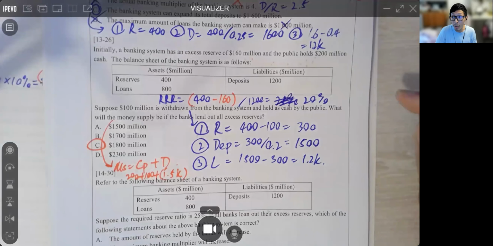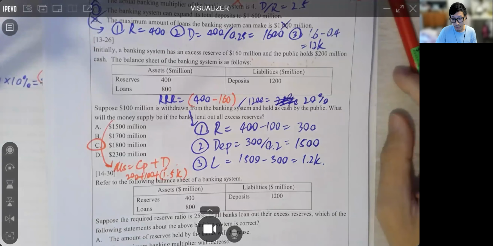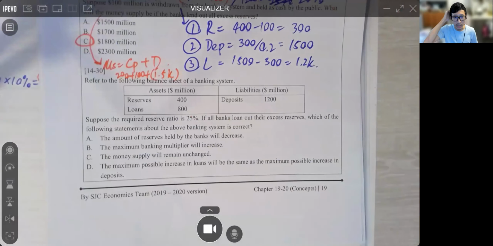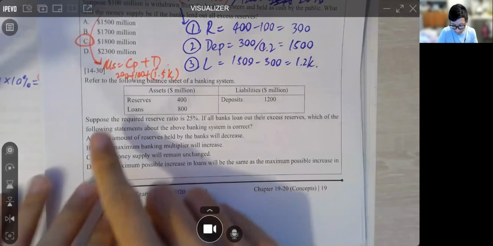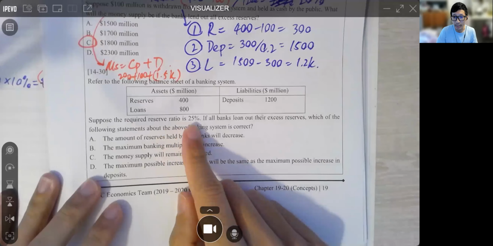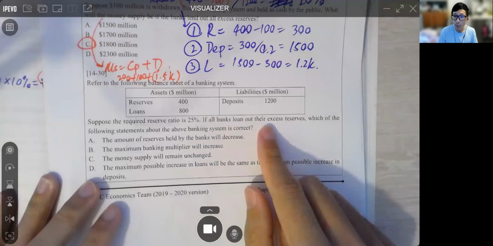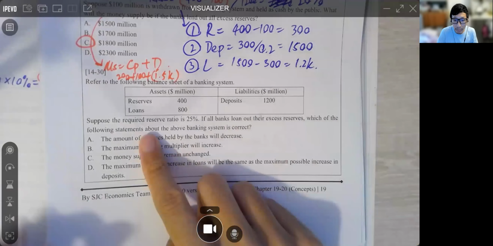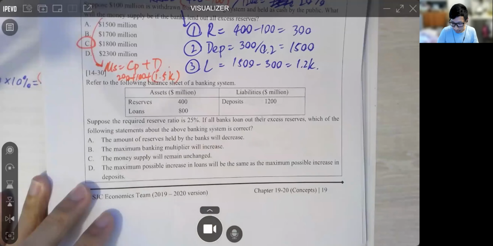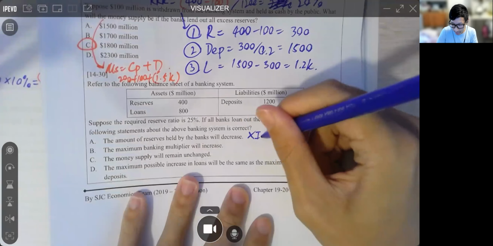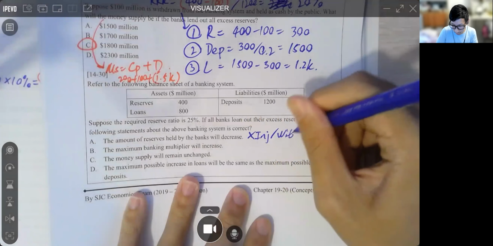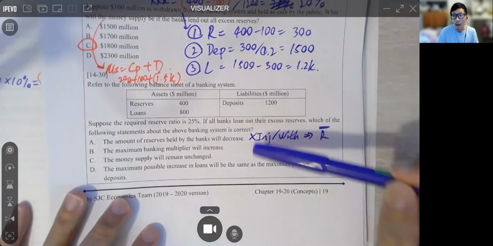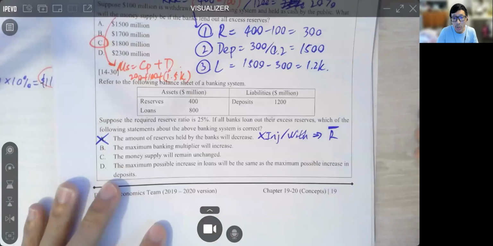小心啲啊，好冇？Be very careful. 加翻落去 cash 啊。Okay, now next question, 2014. Okay. Now suppose RRR is 25%. Now, if the bank loan out all excess reserve, which is following about the banking system would be correct, okay? The amount of reserve will decrease. Boys, do you remember? Without any injection or withdrawal, reserve will remain unchanged. 而家冇人掹錢走，冇人掟錢落嚟，so reserve should not change, okay?